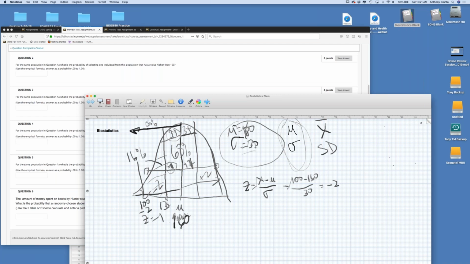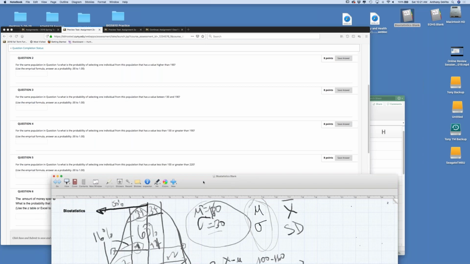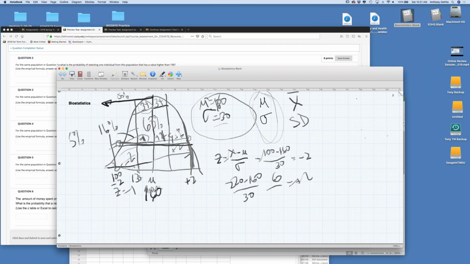Okay, what was the other number we were interested in? This one's going to be 220. So 220 minus 160 over the standard deviation of 30. That's going to be 60 over 30, or a z-score of plus 2. So it's going to be at this end of the distribution, right? It's a z-score, number of standard deviations from the mean, of plus 2. And we know from our empirical rule that represents 95% of the distribution. So if this area represents 95% of the distribution, well, then that leaves 5% outside of that area.